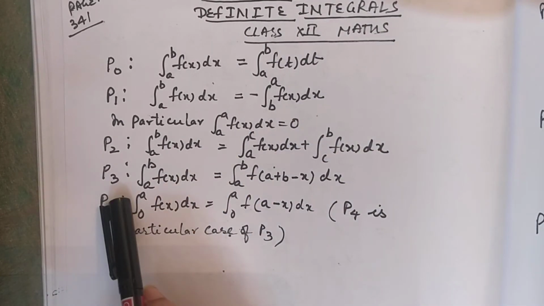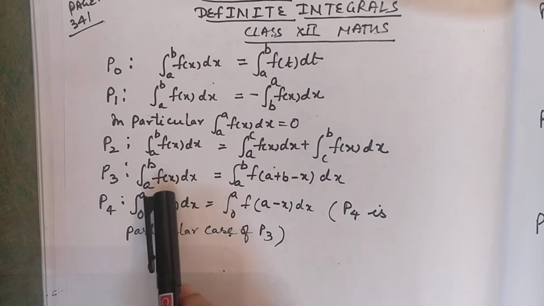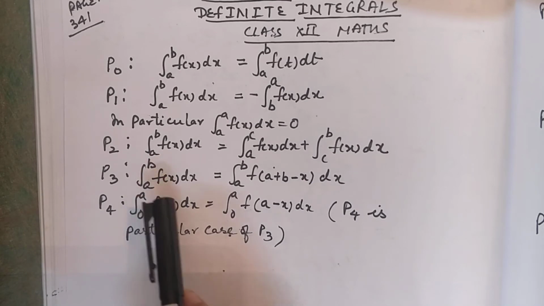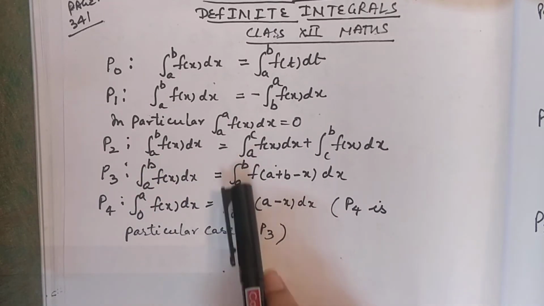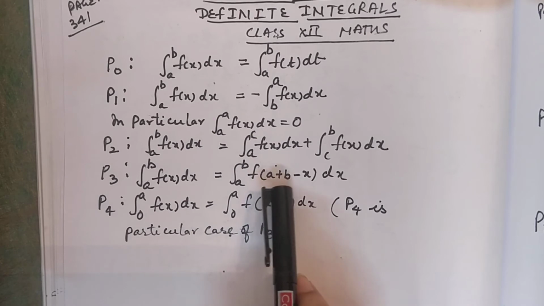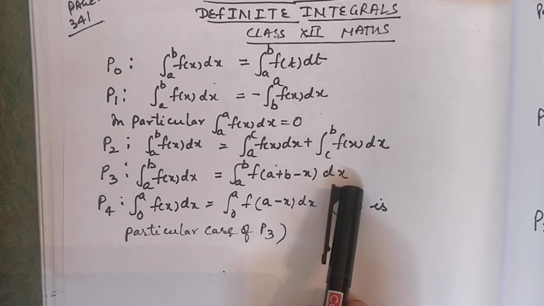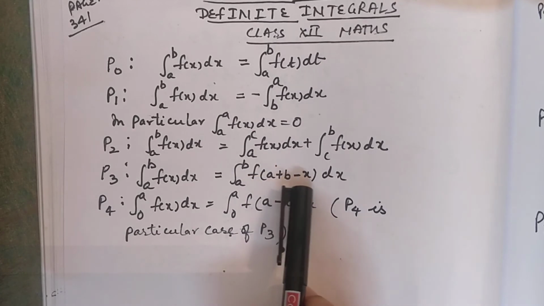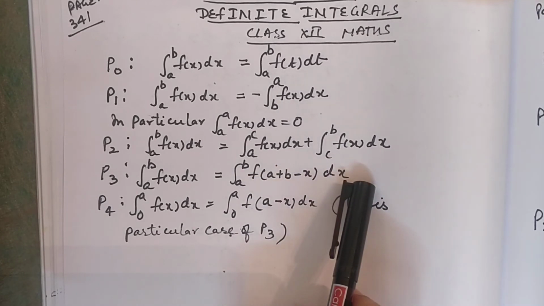P3, it states that integral of any function f(x) dx from a to b, this is a very important property, this can be written as integral from a to b f(a plus b minus x) dx. Means lower limit plus upper limit minus x, dx.